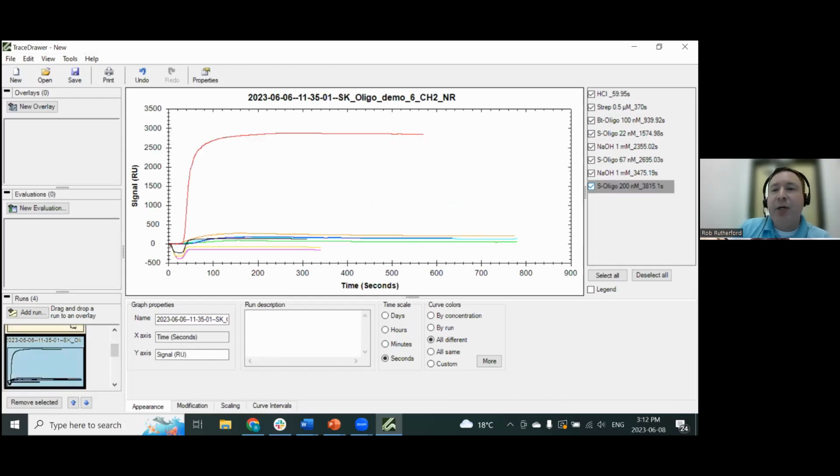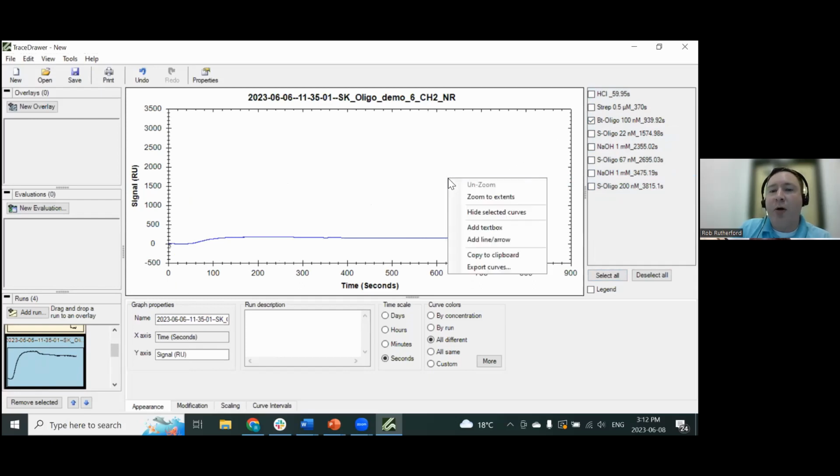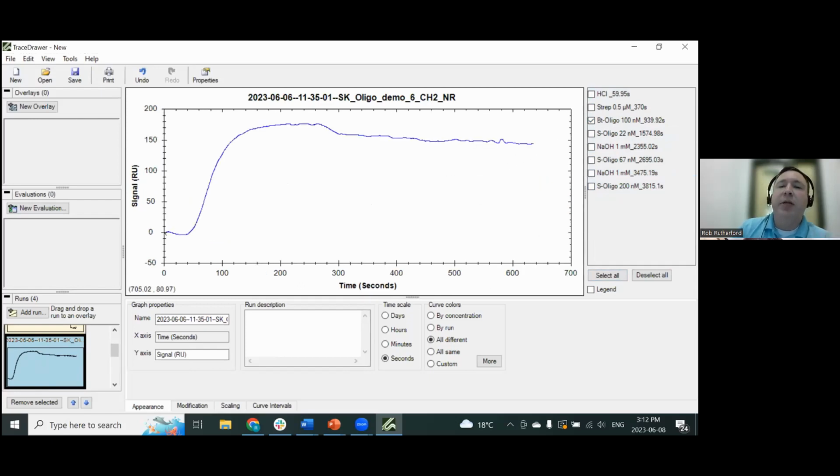Next thing I like to do is go to channel number 2, which you just navigate to under the Add Run section. You would select all of your injections, right-click, hide them, and then look at your overall ligand immobilization. So I would just select BT oligo, which is my ligand, Zoom to Extents, and you can see in this test we had about 175 RUs of ligand immobilization.